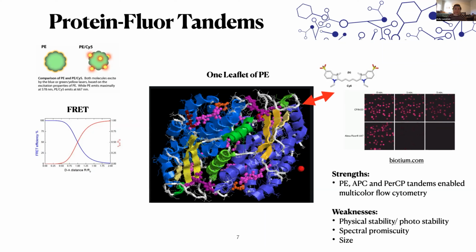So they have exactly the same size issues as the normal phycobiliproteins like APC and PerCP. It doesn't make it much bigger to have the acceptors on there, but it is still a very large molecule.